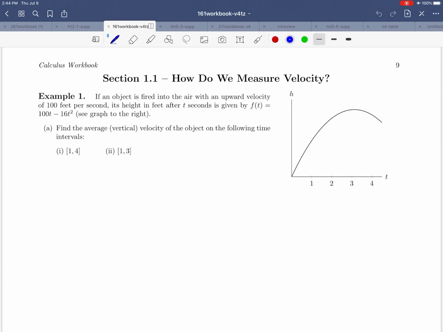Hello everybody and welcome to section 1.1. In this section we are going to investigate the question, how do we measure velocity?